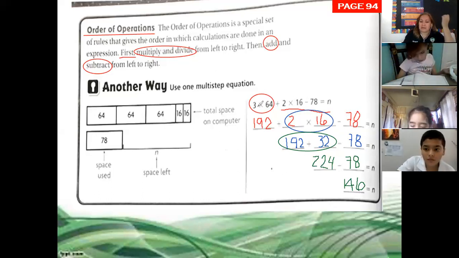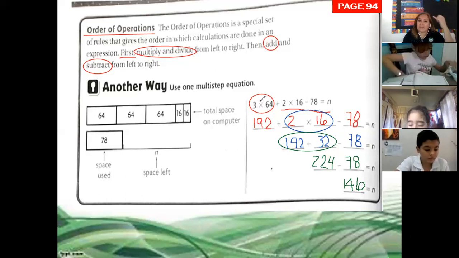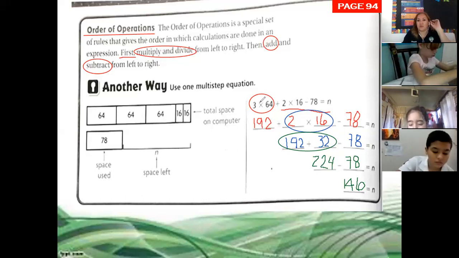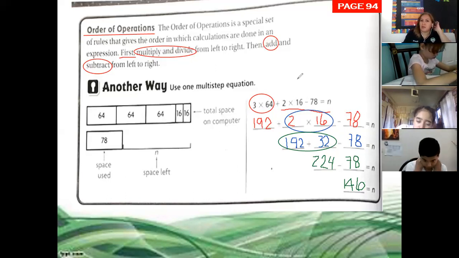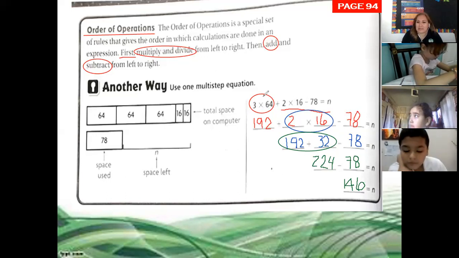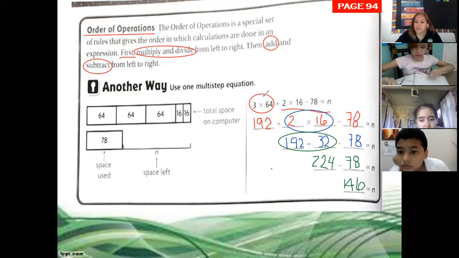Order of operation means that you have to do multiplications and divisions first, then addition and subtraction. That's the order you have to follow. Multiplications and divisions first, and then addition and subtraction. Sometimes these exercises have parentheses. Sometimes we have parentheses in exercises, but you're going to see that later on.